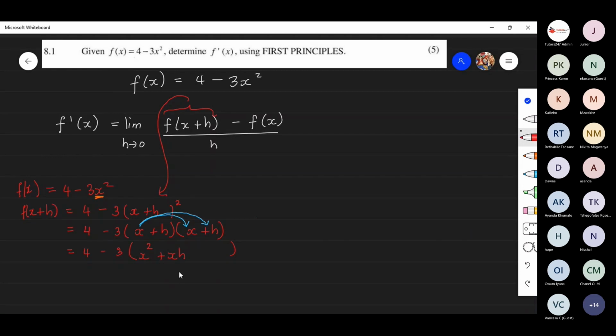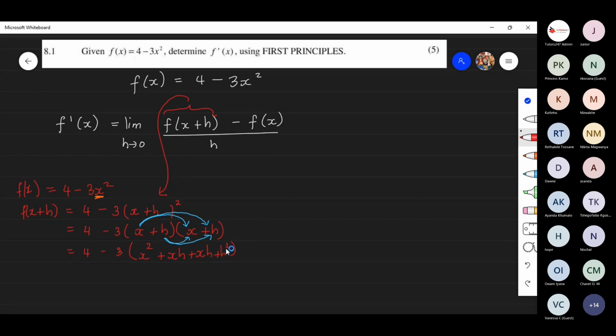Next, we're going to multiply the second term in our first bracket times the first term in our second bracket. So that is going to be h from our first bracket times x from our second bracket. So that is going to be positive xh. Next, we're going to multiply h times h, and that is going to give us h squared.